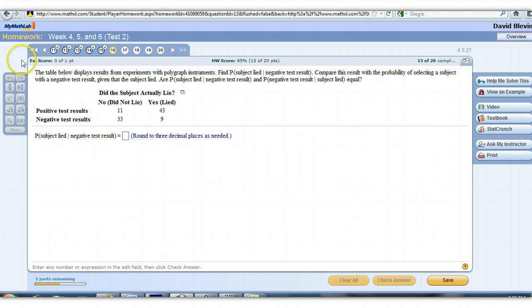Alright, now the table below displays the results from another polygraph test, and we want to find the probability the subject lied given the subject ended up with a negative test result. Alright, compare this result with the probability of selecting a subject with a negative test result given the subject lied, and we want to determine, is it equal if we flip these two things around? Alright, the subject lied was first here, negative test results second. Negative test results first, subject lied second. Alright, we just switched the order around. We want to see if that's equal.